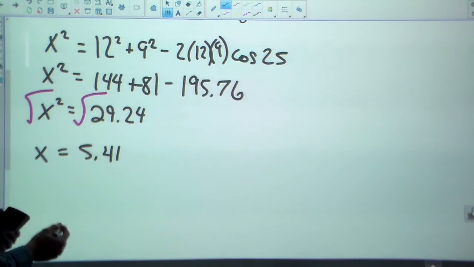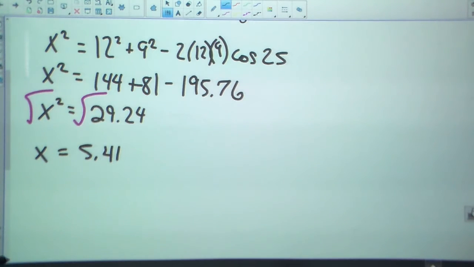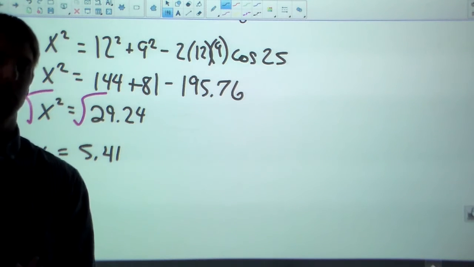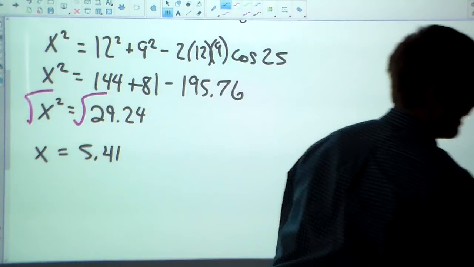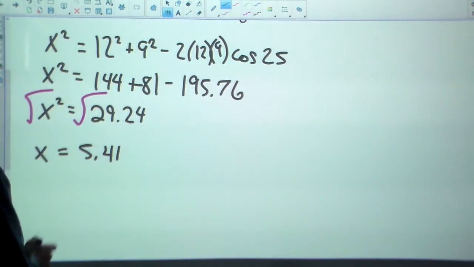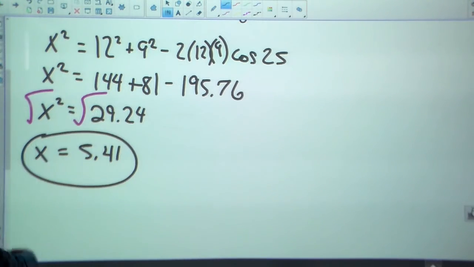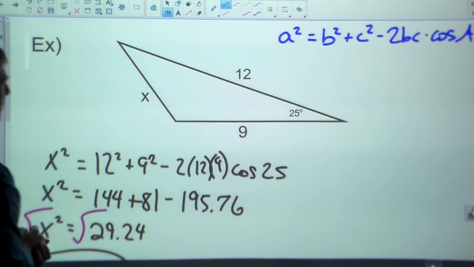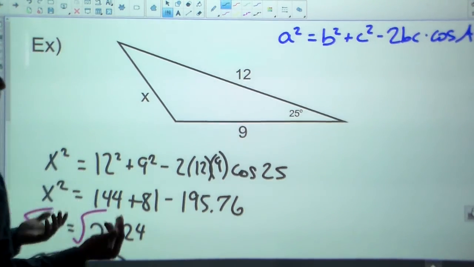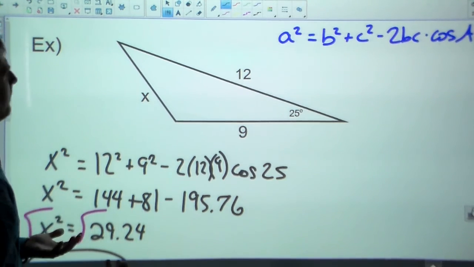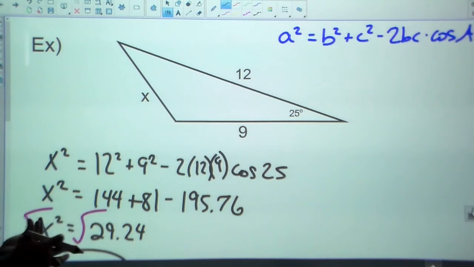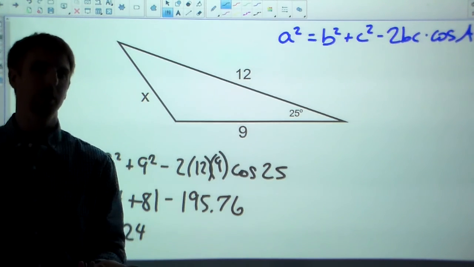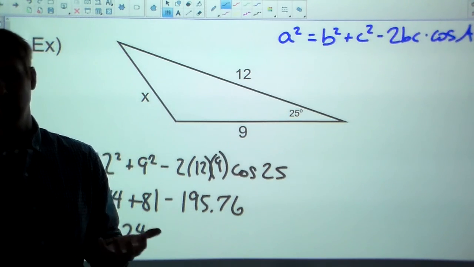5.41. I'm not too worried about the plus or the minus because this is a distance, a length of a side of a triangle. It really does not make sense for that to be negative. So side length needs to be positive here. And x is going to be 5.41. So that's how you would use the law of cosines to solve for an unknown side. And on the homework problems, you're going to continue this and have to find the other two angles. So just use whatever you can. Law of sines is usually a little bit easier. And use some geometry if you need to as well.